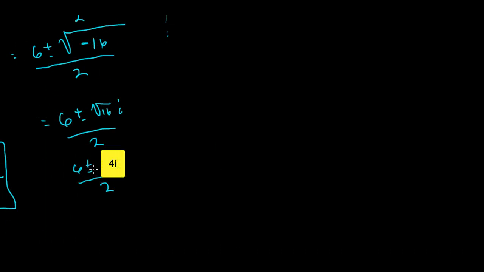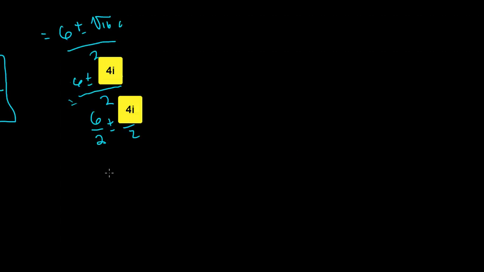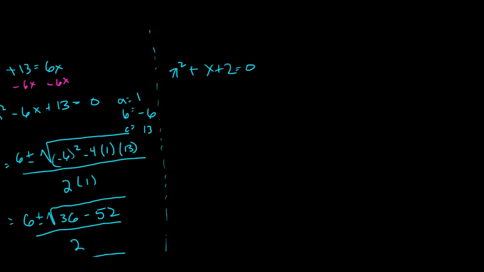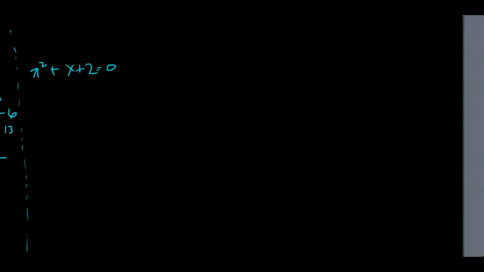Now, because these complex numbers have a real number part and an imaginary number part, we have to separate them. So it'll be 6 over 2 plus or minus 4i over 2, and because 6 divided by 2 is 3, plus or minus 4 divided by 2 is 2i, that will be our solution. x is 3 plus or minus 2i. Not real numbers, so we're not going to cross the x-axis, but we'll cross that bridge when we get to it. Let's do one more.